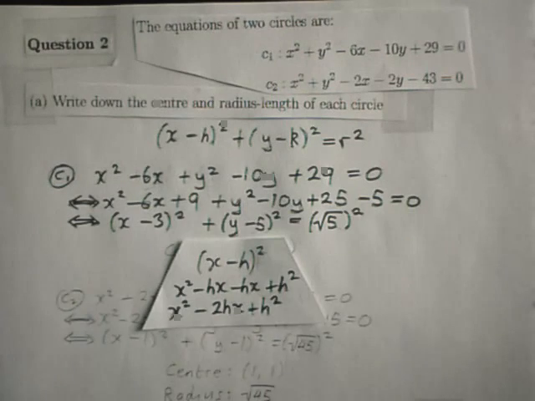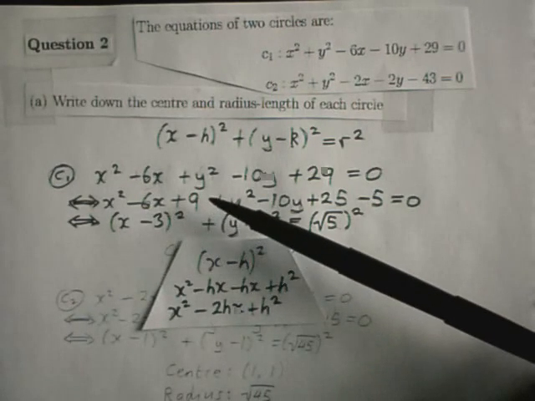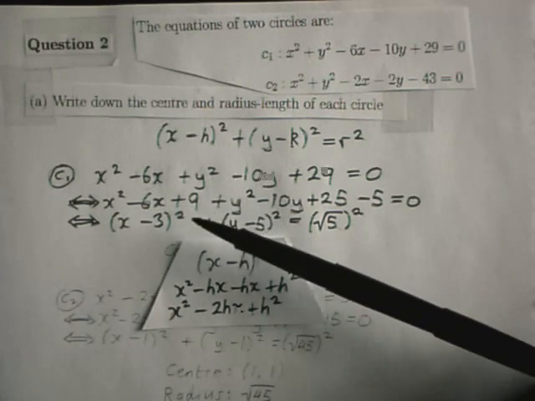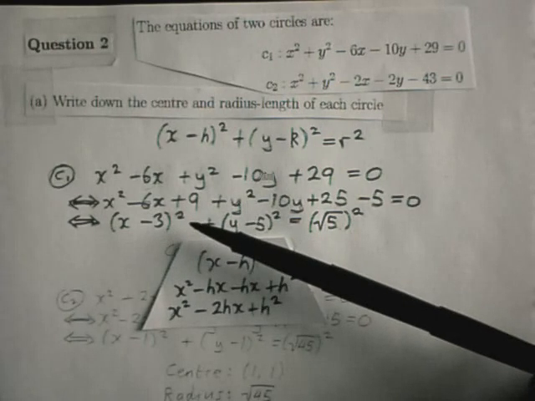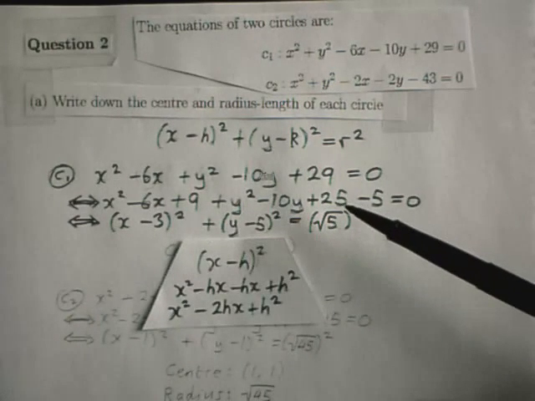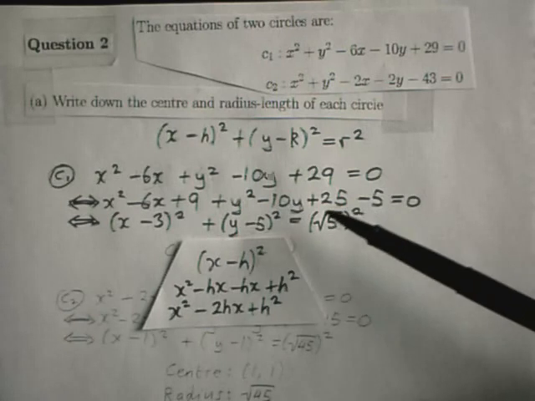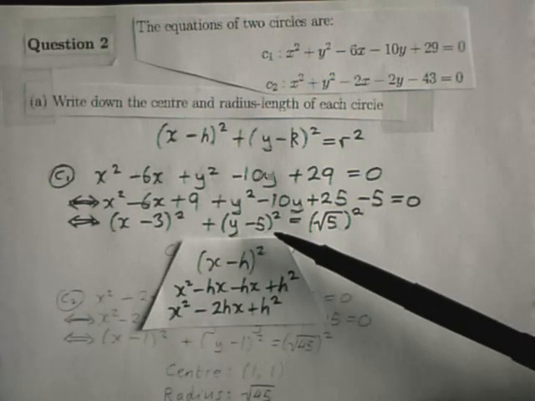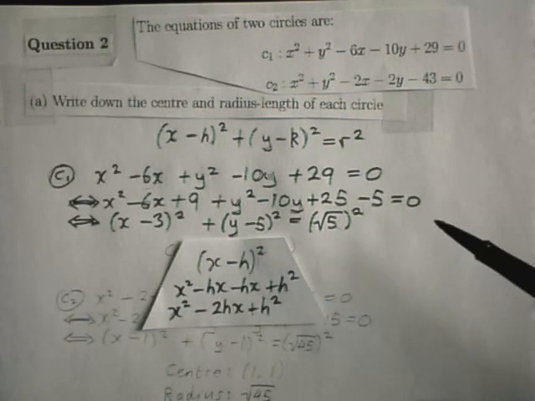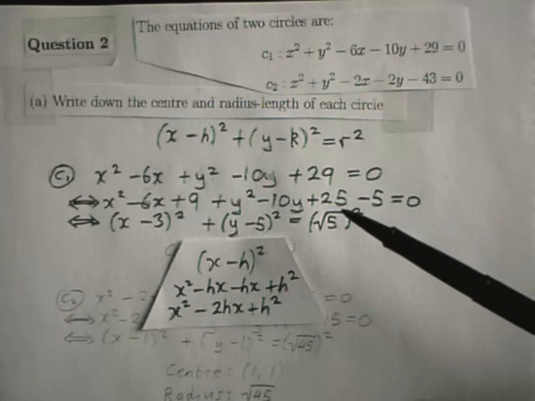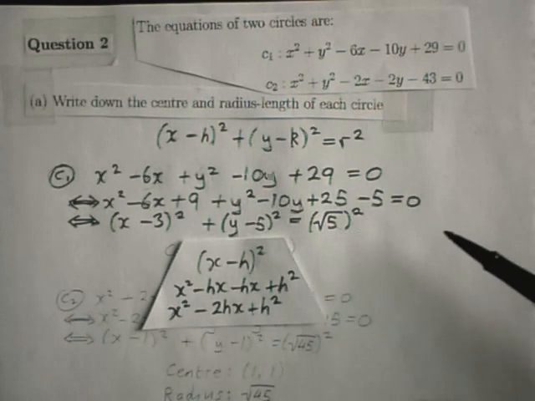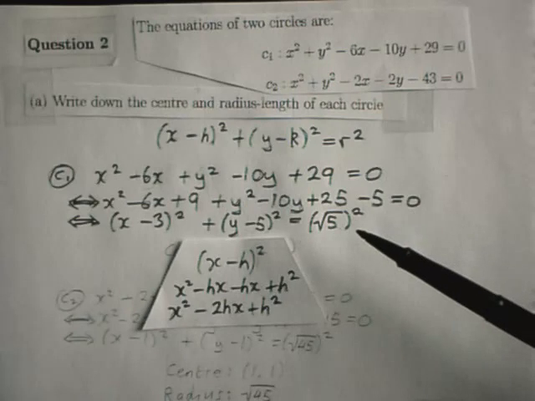The next step then is just to take this x squared minus 6x plus 9, factorize it into this form here. Do the same thing with the y squared, the y, and the 25, so you get y minus 5 squared. Next thing, I added 5 to both sides, so minus 5 plus 5 is 0, so that's gone. And you end up with a plus 5 on this side.